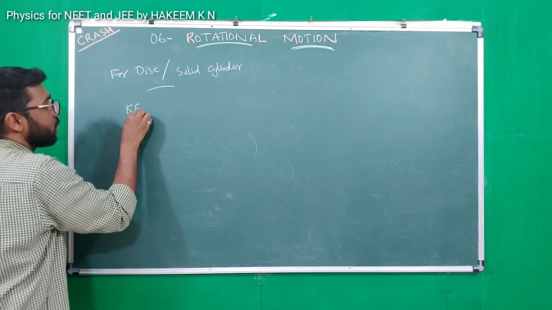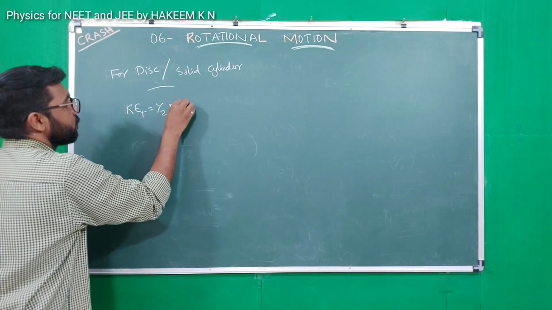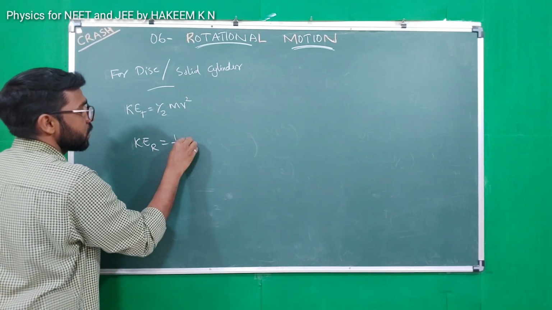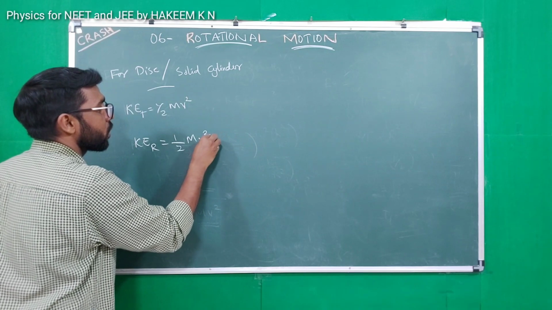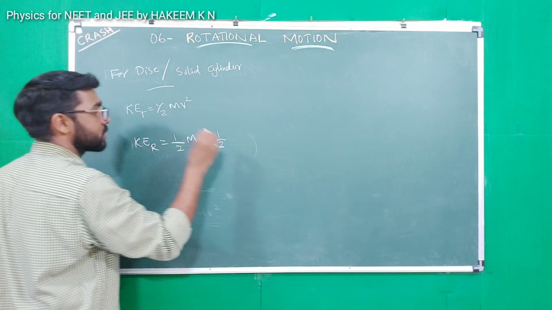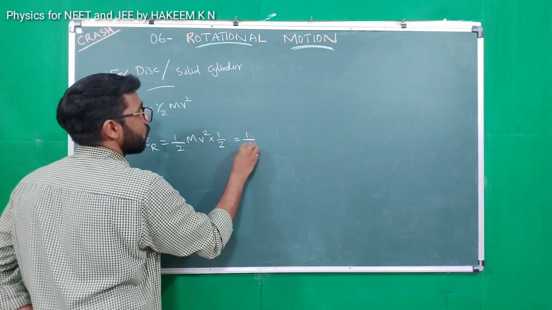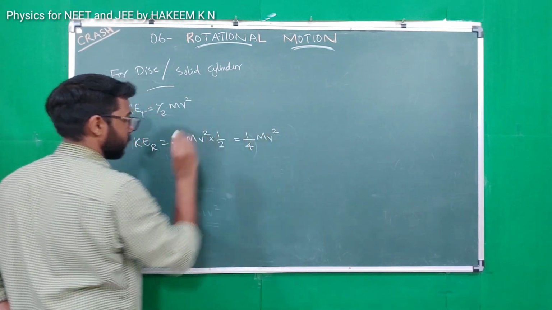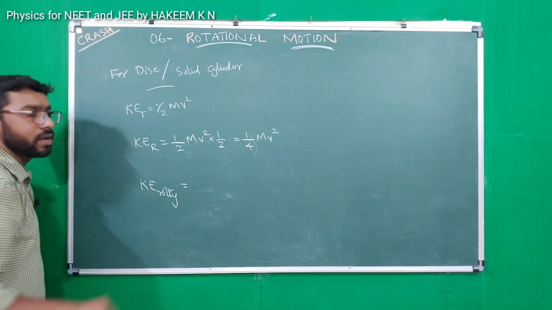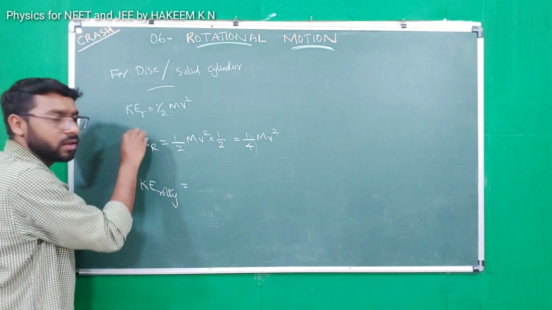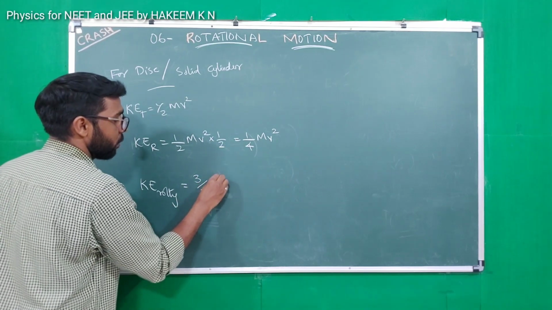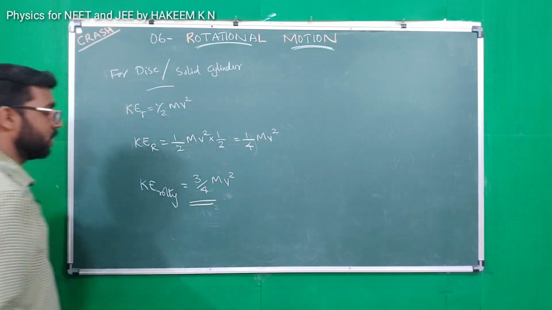kinetic energy of translation is given by the normal equation, half mv square, and kinetic energy of rotation is half mv square into k square by r square, which is 1 by 2 for a disc or solid cylinder. So we will get 1 by 4 mv square. Kinetic energy of rolling means total kinetic energy of translation plus kinetic energy of rotation. So we will get half plus 1 by 4, which is 3 by 4. 3 by 4 mv square is the kinetic energy of rolling.